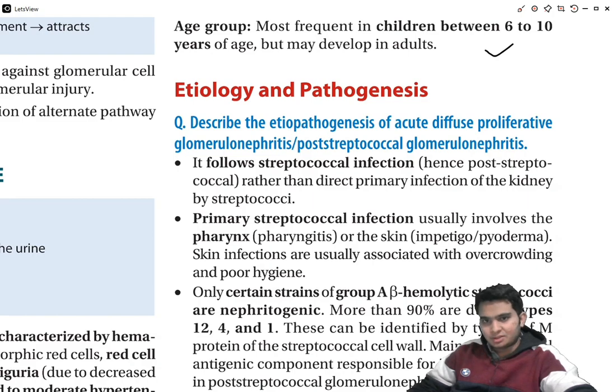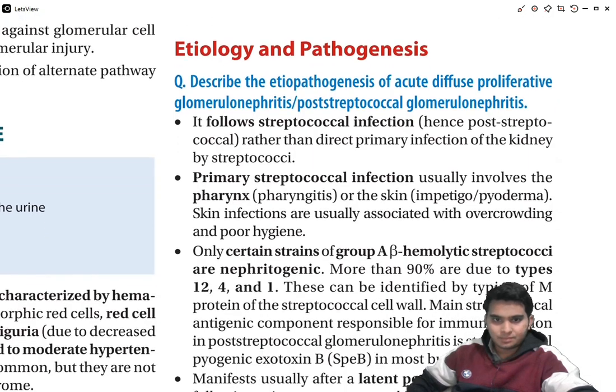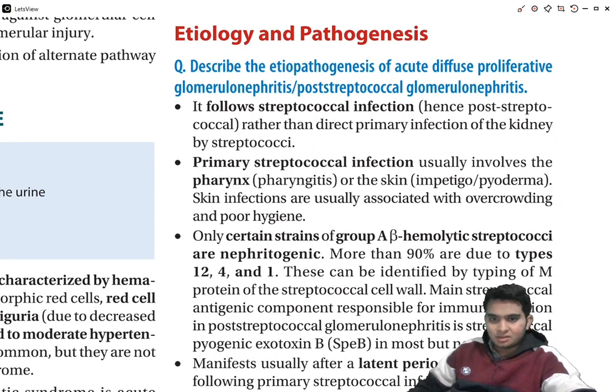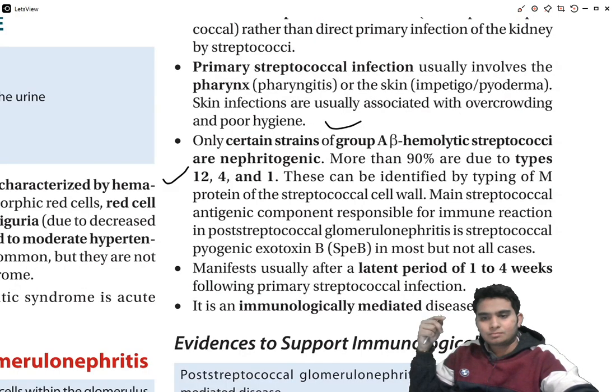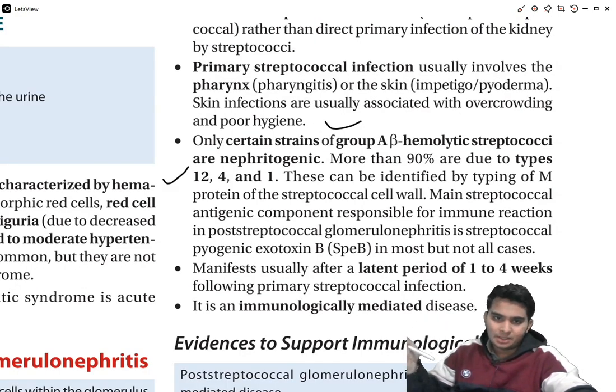Primary streptococcal infection usually involves the pharynx or the skin. In the pharynx, pharyngitis, and in the skin, impetigo or pyoderma. Skin infections are usually associated with overcrowding and poor hygiene. Only certain strains of group A beta hemolytic streptococci are nephritogens. More than 90% are due to types 12, 4, and 1. These can be identified by typing of M protein of the streptococcal cell wall.